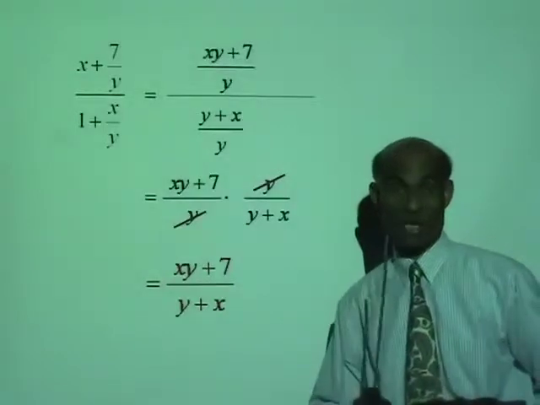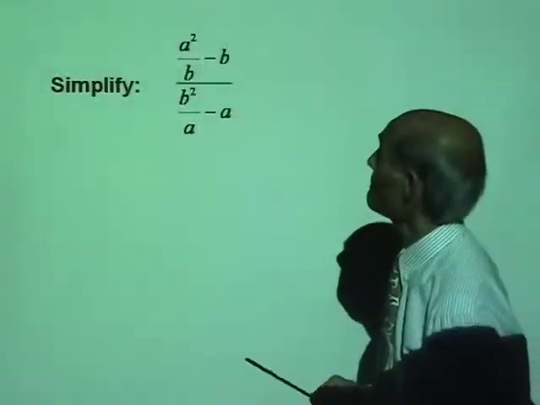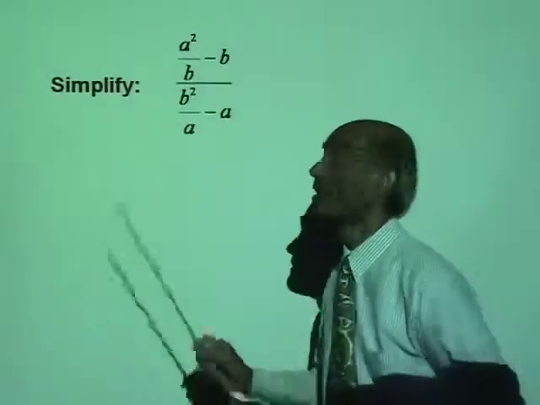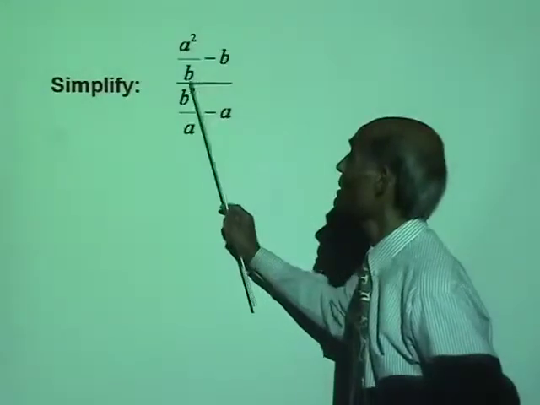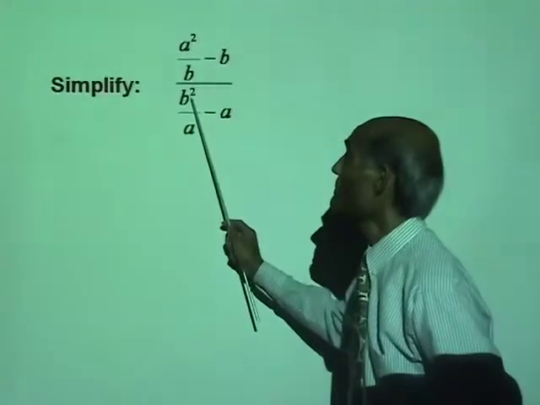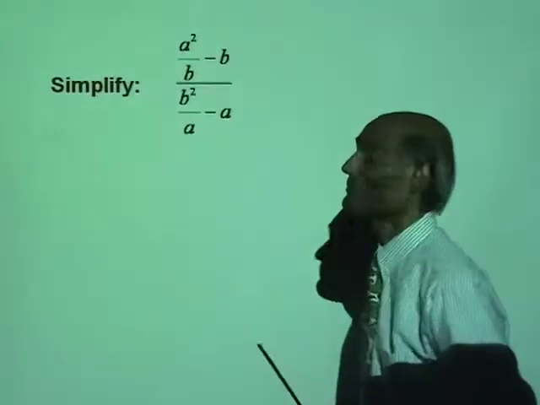Okay, I hope you understand that. Very important concept. Let's go and do another one. Simplify (a²/b − b) all over (b²/a − a).